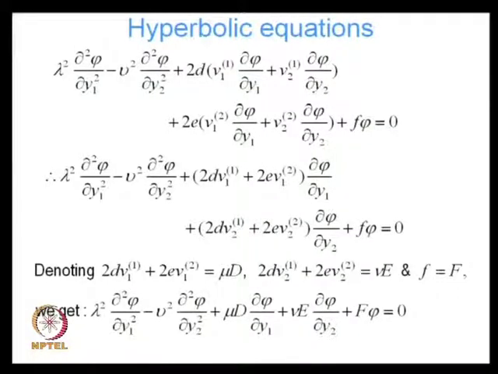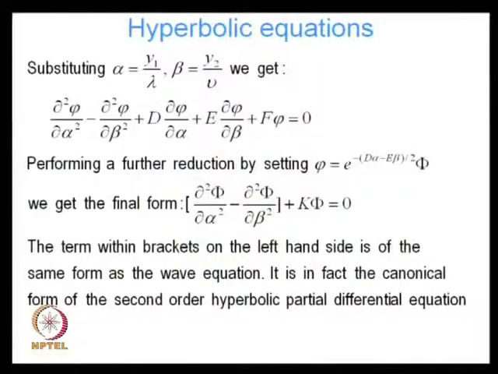I have the term f phi, right, and then I just want to replace this 2dv11 plus 2ev12 by mu d, 2dv21 plus 2ev22 by nu e, right, and I replace small f by capital F, I get this equation at the bottom of the slide, right. Then I do a further transformation of variables. I say that I am going to replace y1, y2 by new variables alpha and beta, and this is how I define my alpha and beta.